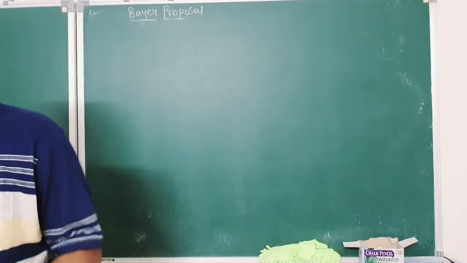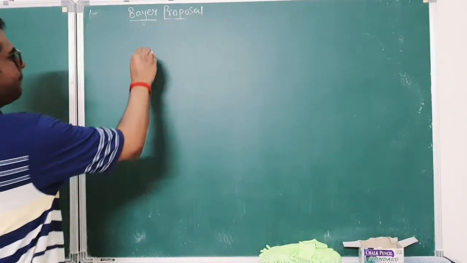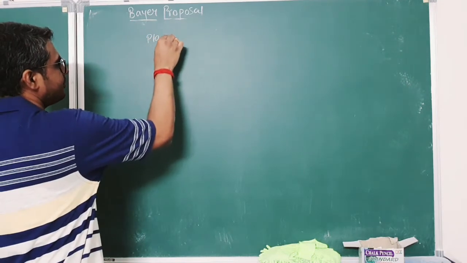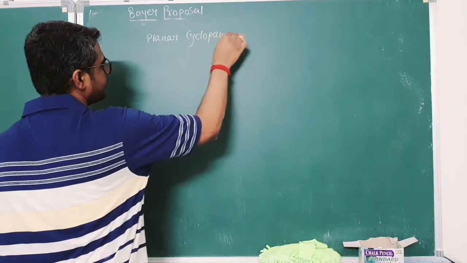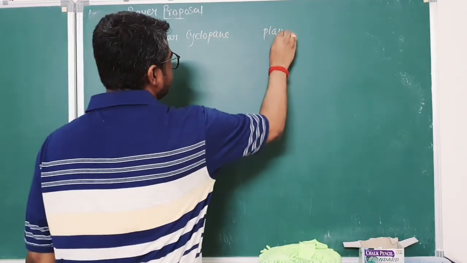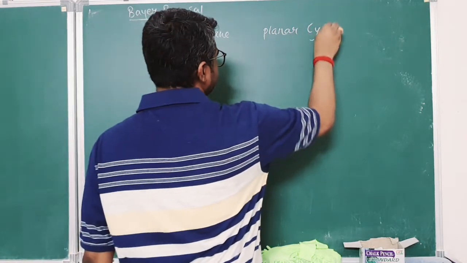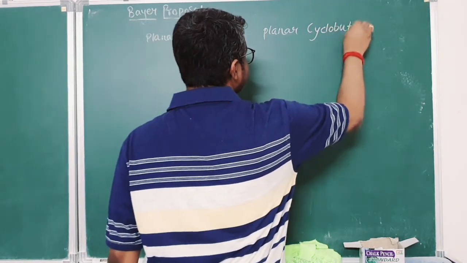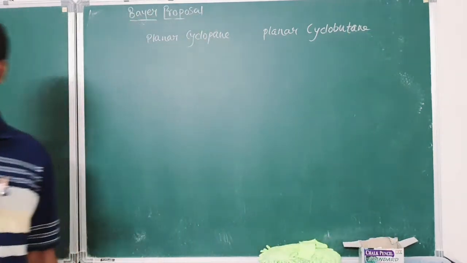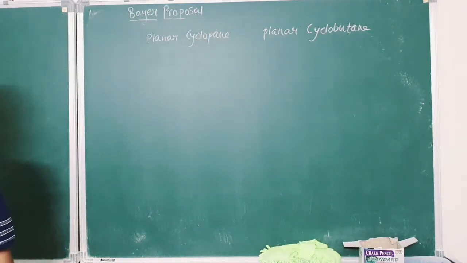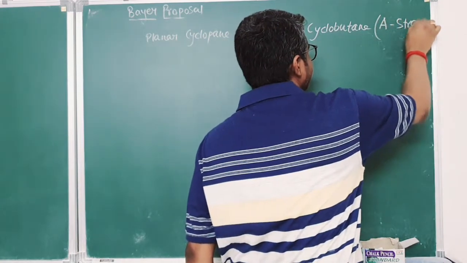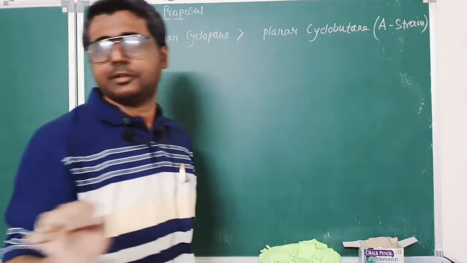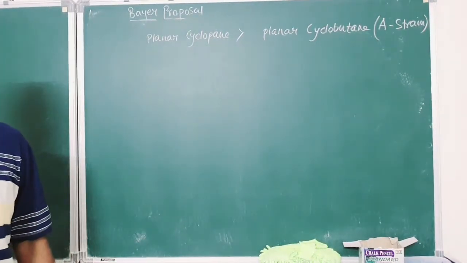Next, planar cyclopropane. Let us consider planar cyclopropane and planar cyclobutane. Now, if I ask you in which case the angle strain is more, cyclopropane or cyclobutane? Cyclopropane. So cyclopropane has more angle strain than cyclobutane. Clear?